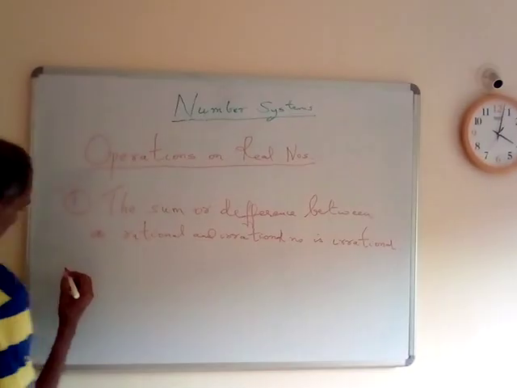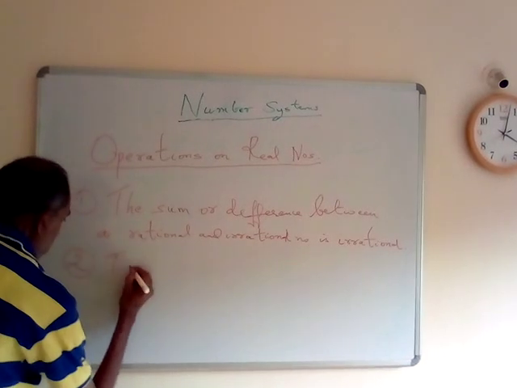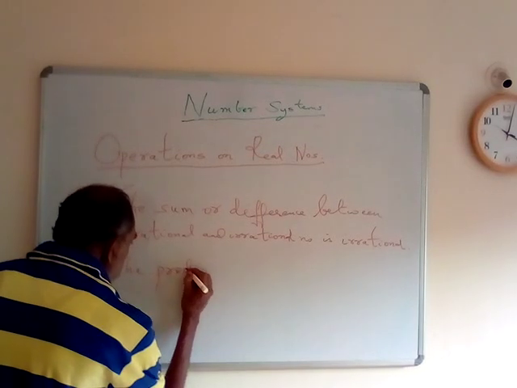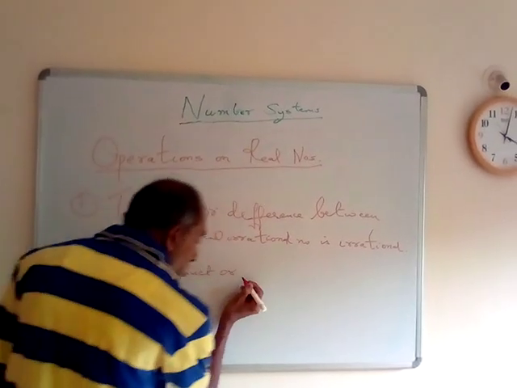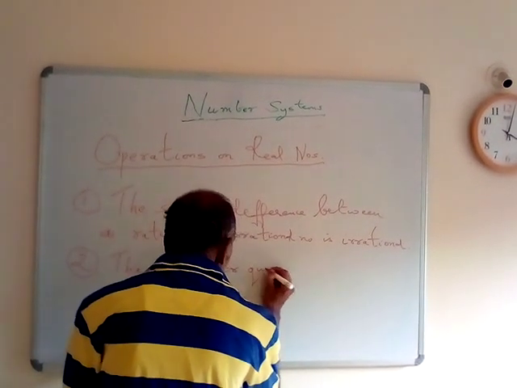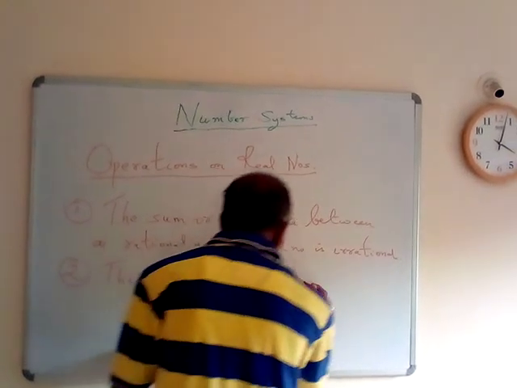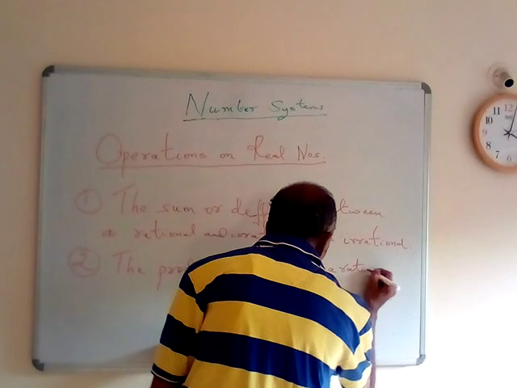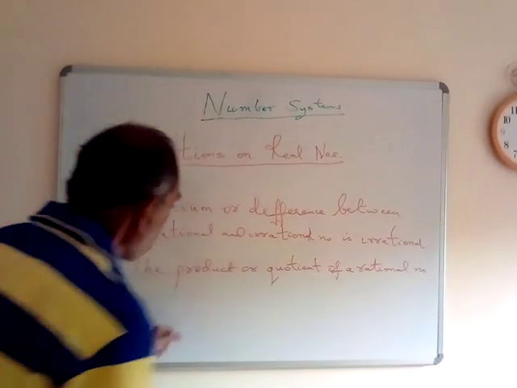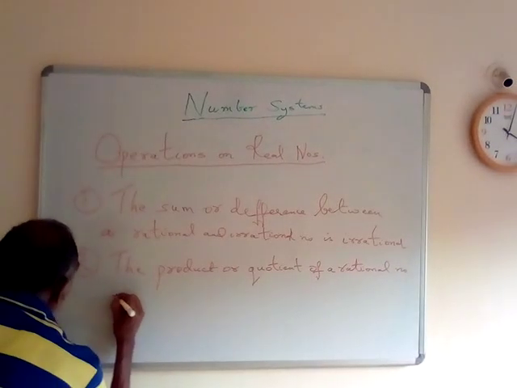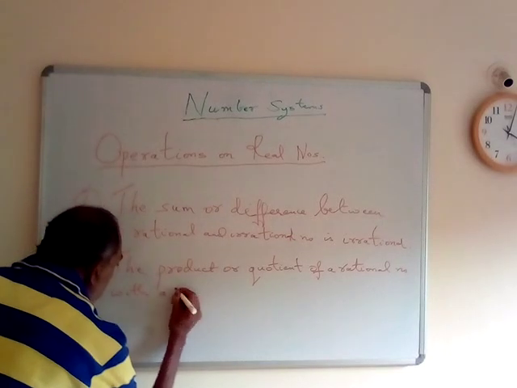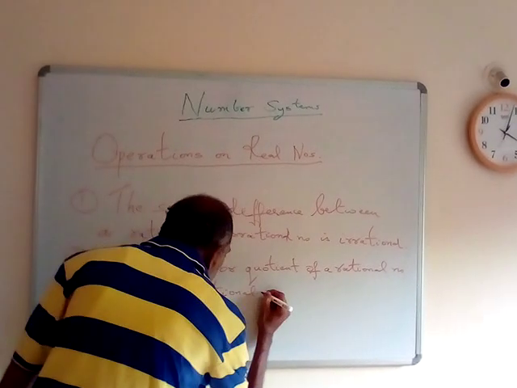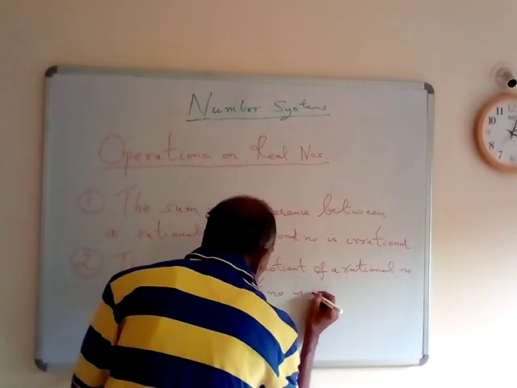Second is the product or quotient of a rational number with an irrational number is irrational.